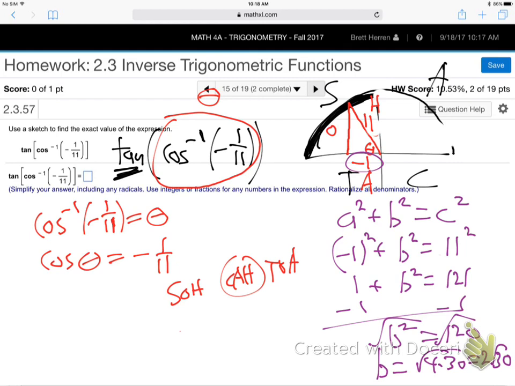So this side over here is 2 root 30, if you can read that. Am I going too quick? Am I losing you? This is the opposite side. Is that okay there? Questions I can answer? So we're almost done. Does everybody see what I did?